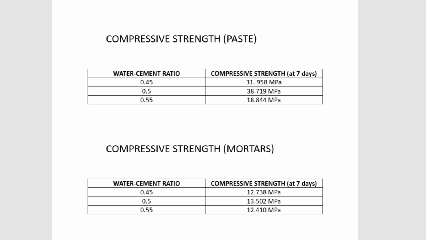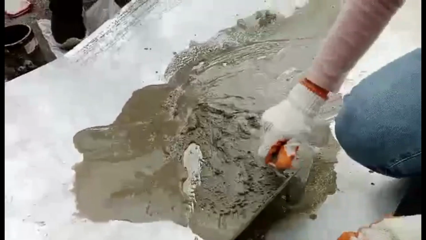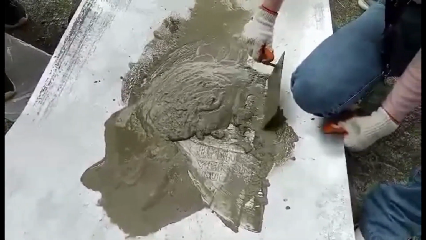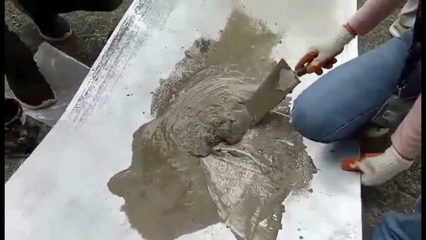With this result obtained, we can conclude that the higher the water-cement ratio, the higher the water content per volume of concrete, and the concrete will be more workable. A higher water-cement ratio is generally used for manual concrete mixing to make the mixing process easier.